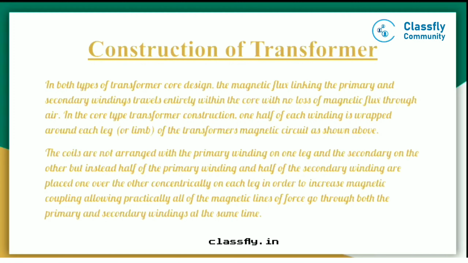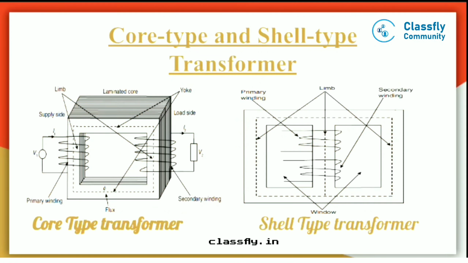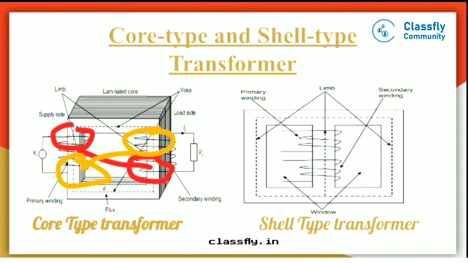That means, it says, that half of the primary winding will be here and another half is here. Similarly, the first half of the secondary winding will be here and another half will be here. So at the same time, what will happen is that it will increase the magnetic coupling, and practically at the same time both the primary and the secondary will have the same magnetic lines of force.